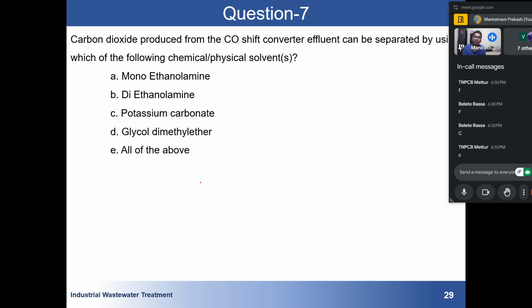Carbon dioxide produced from the CO shift converter effluent can be separated by using which of the following chemical or physical solvents? E, all of the above. The correct answer is E.